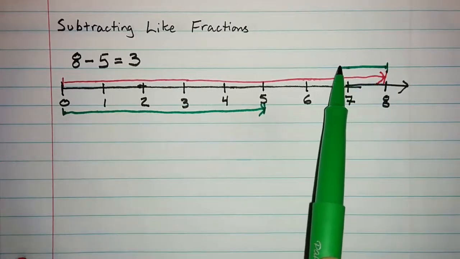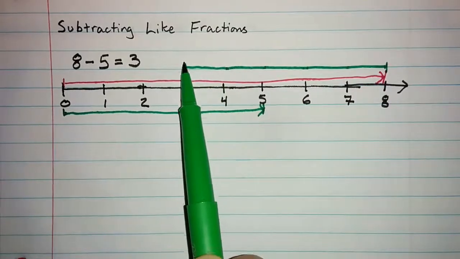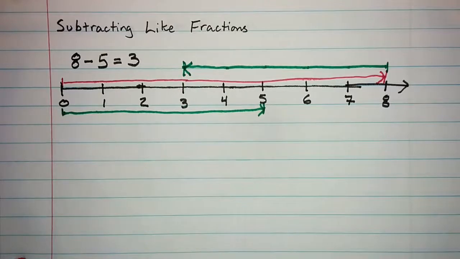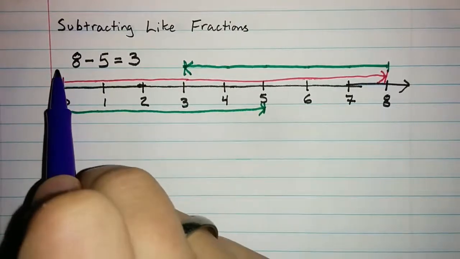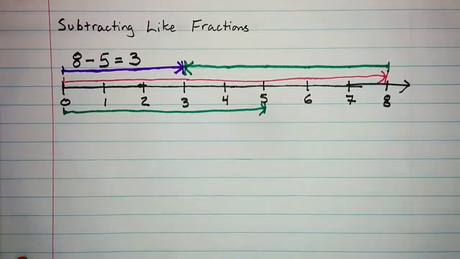So its length is 1, 2, 3, 4, 5. And we see that that is the same as the line segment 1, 2, 3. We're going to have the same understanding for fractions.